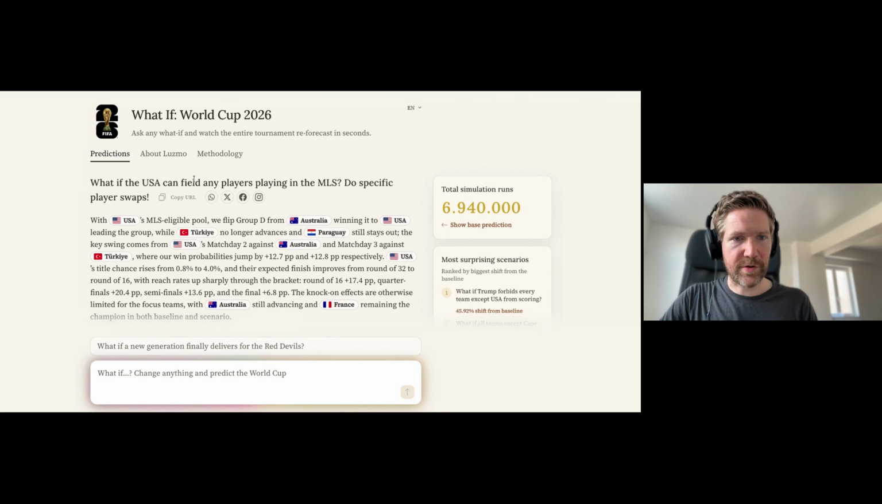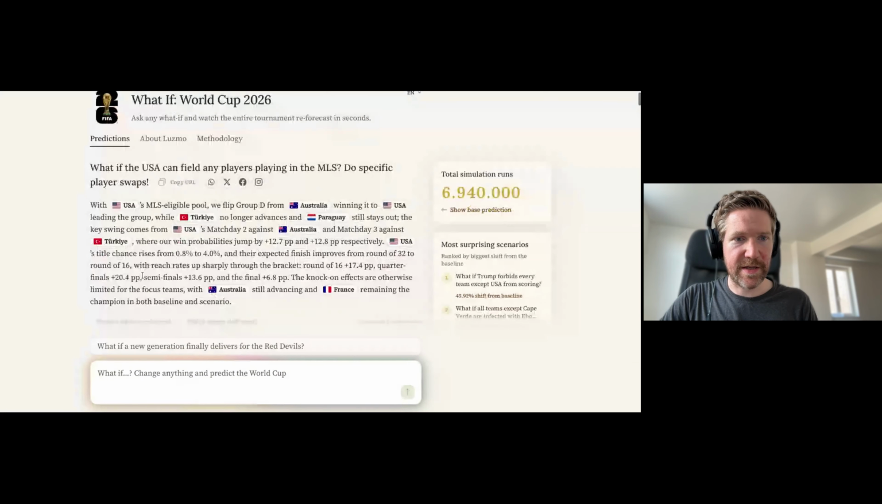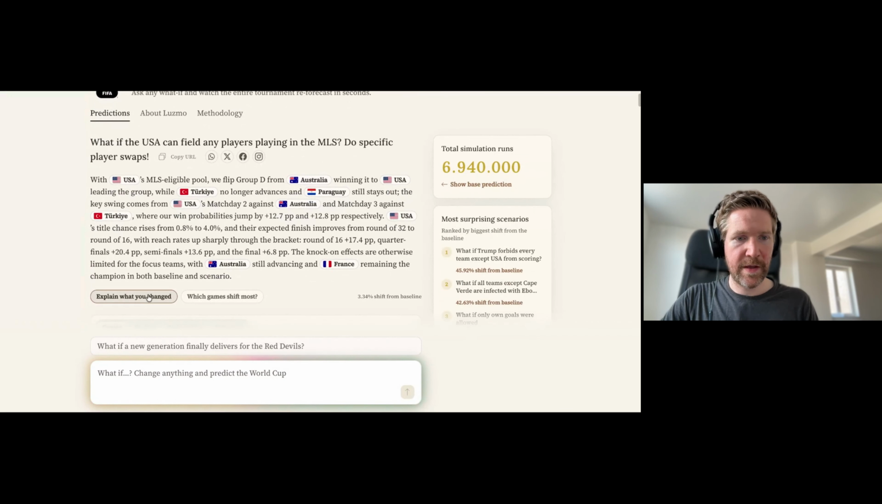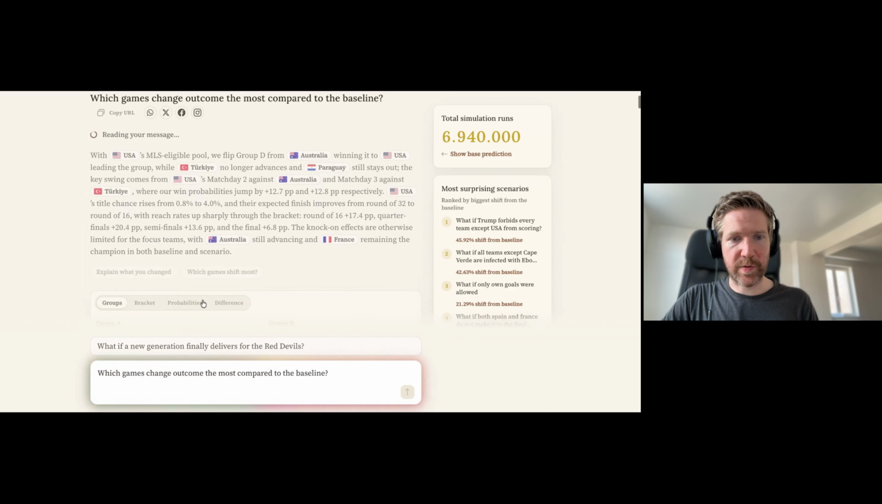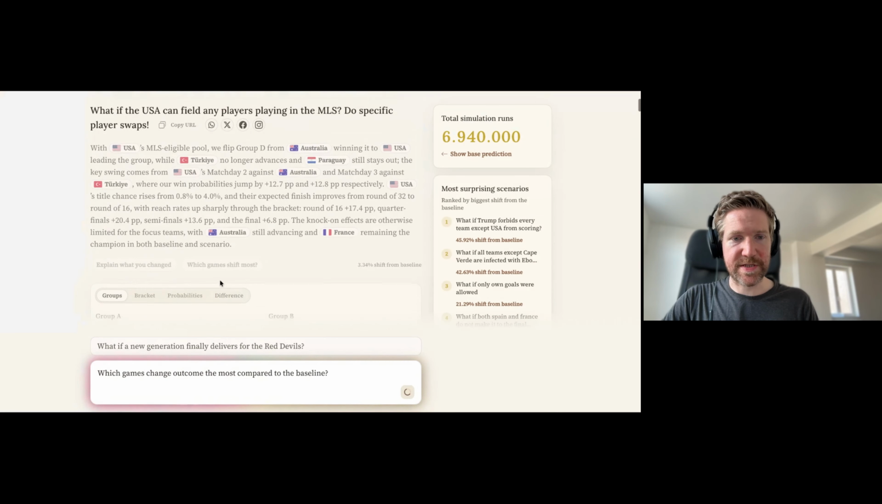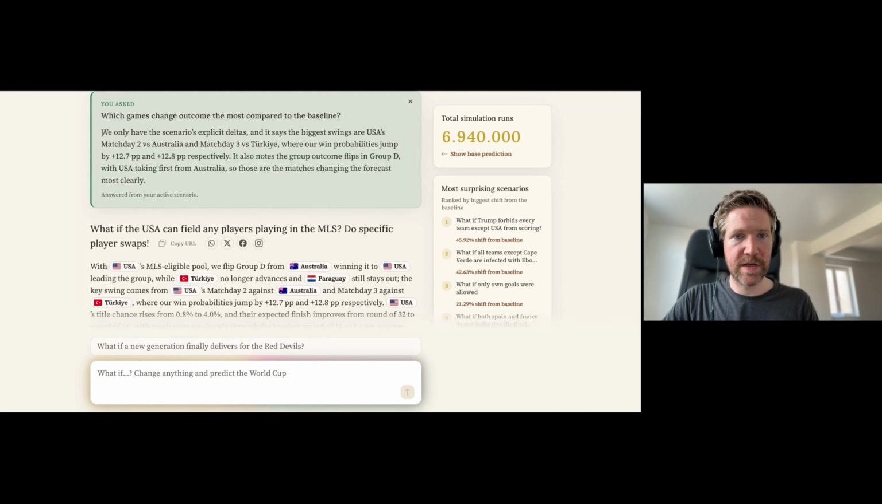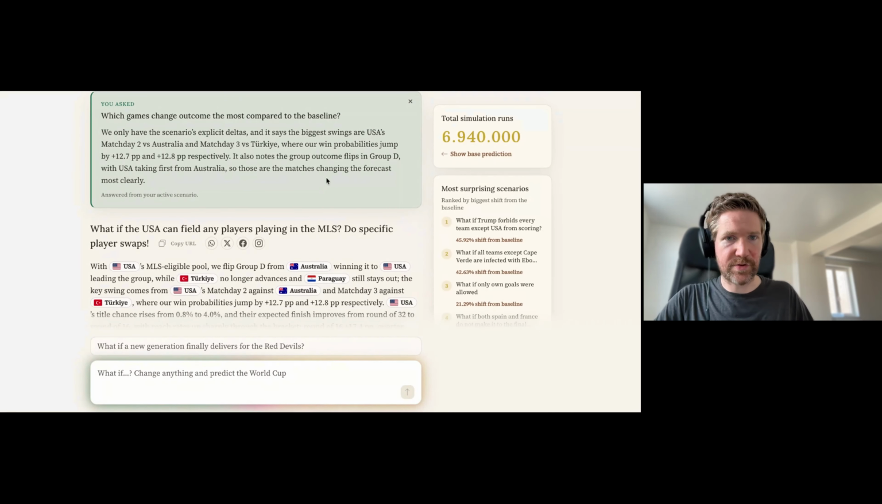So here we are also swapping players in the MLS. You see that with USA's MLS eligible pool, we flip Group D, and you can ask questions. So we added two questions here: which games shift most? And it says that the biggest swings are USA versus Australia, and then USA versus Turkey, where the win probabilities, for example, jump a lot.